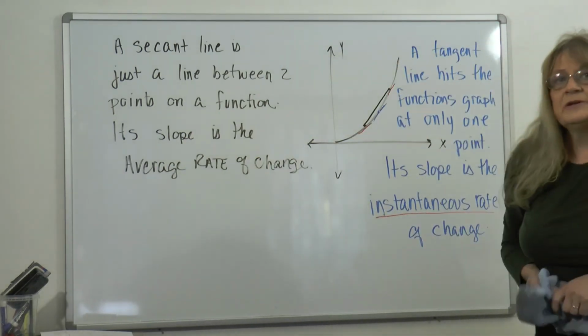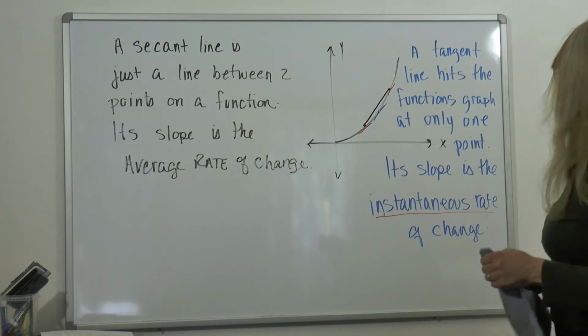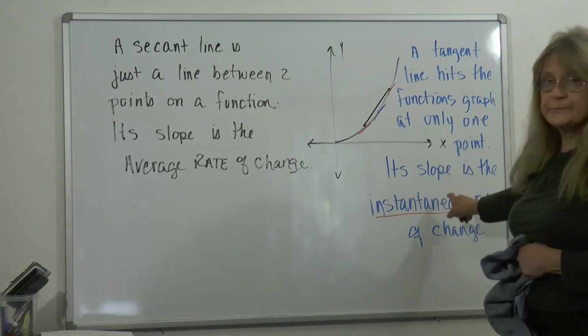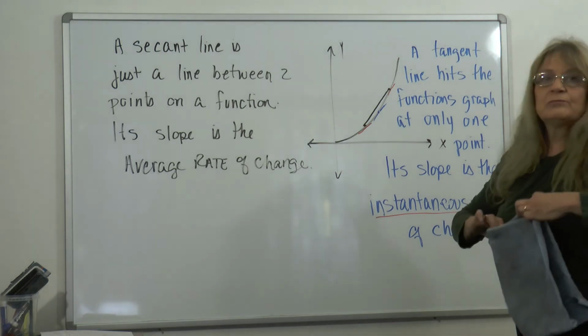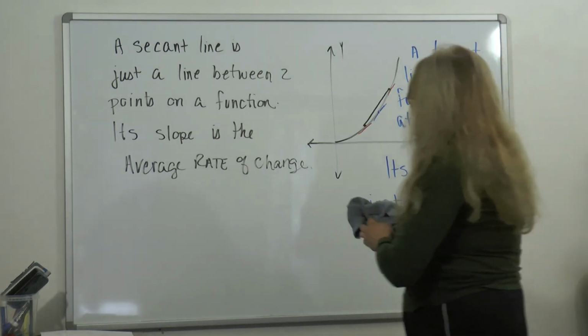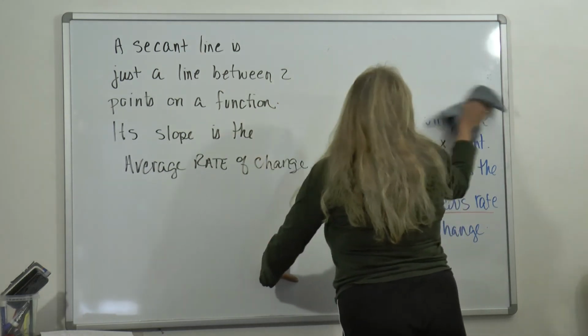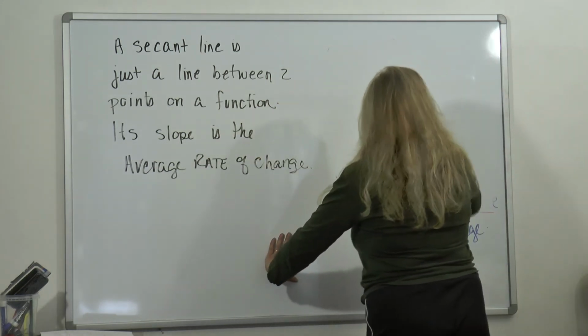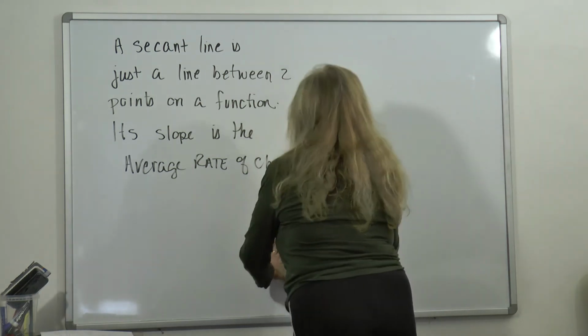Now it just seems like we're just doing the algebra, right? But we're really not. When we find the slope of the tangent line, what we're finding is called the first derivative of the function.